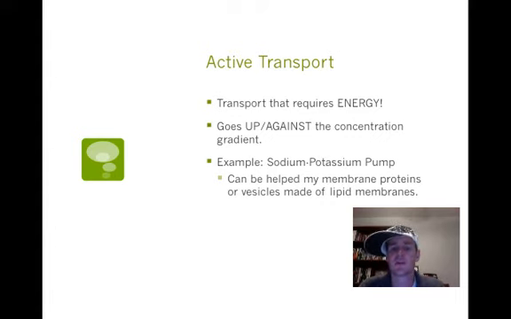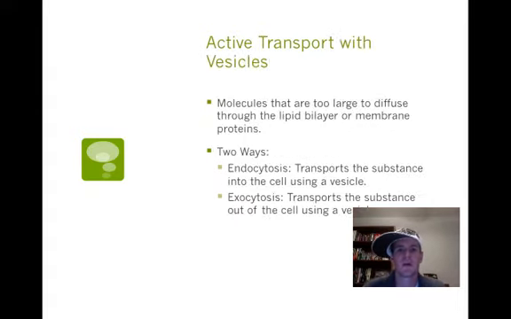Usually active transport is helped by the use of those membrane proteins that are in that lipid bilayer, or little tiny vesicles that are actually made of lipid membranes. Vesicles almost look like bubbles or little sacs made of the lipid bilayer, which means that they can attach to the edge of the cell membrane, and you'll understand why this is important in a little bit. So remember, it could be actively transported by the membrane proteins or vesicles.